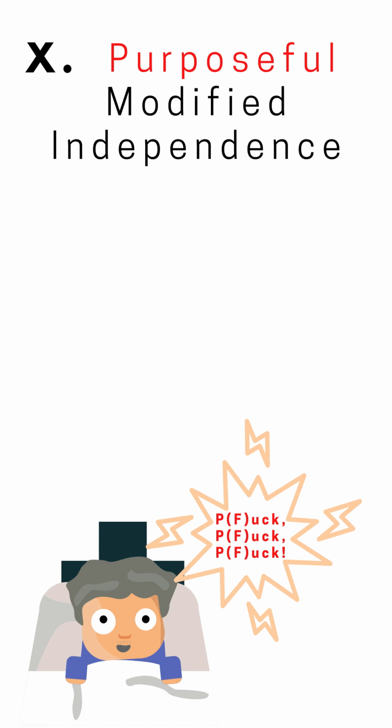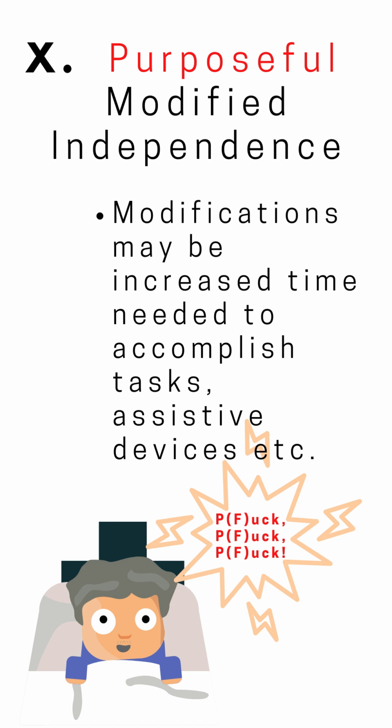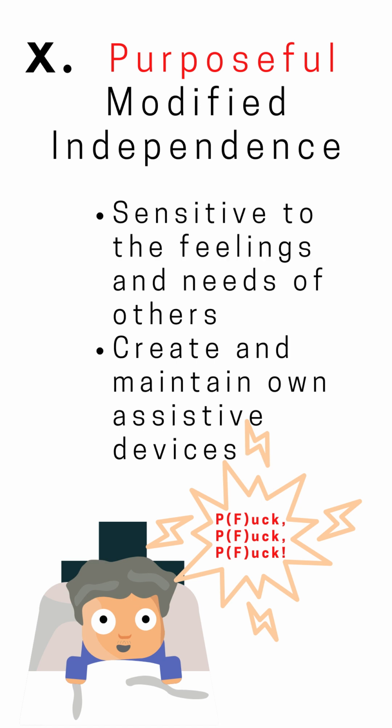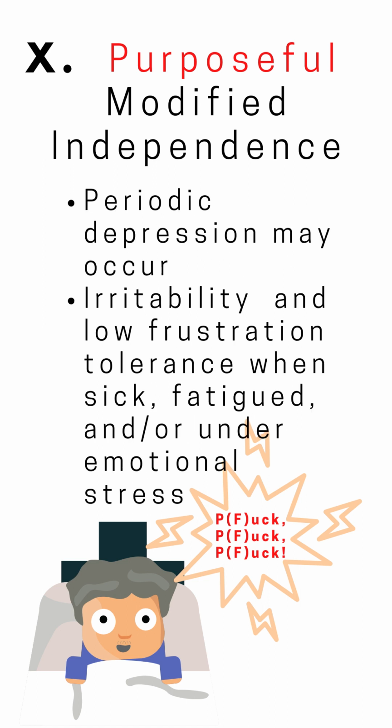Finally, we have level 10, purposeful, appropriate, modified independence. The patient is completely independent, provided that the tasks are modified. Modifications may be increased time to accomplish tasks, assistive devices, environmental modifications that structure a place to aid in completion of a task, or other compensatory strategies. Patients at this level can handle multiple tasks concurrently and estimate their abilities so they can adjust the tasks accordingly. The individual responds empathetically to others and manages assistive memory devices, but might experience periodic depression, irritability, and low frustration tolerance, especially when unwell or fatigued.